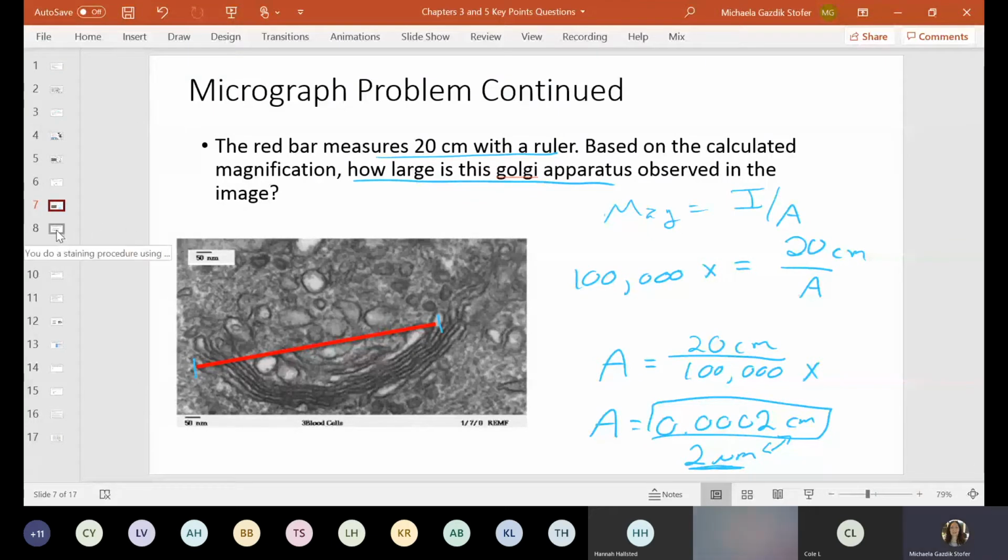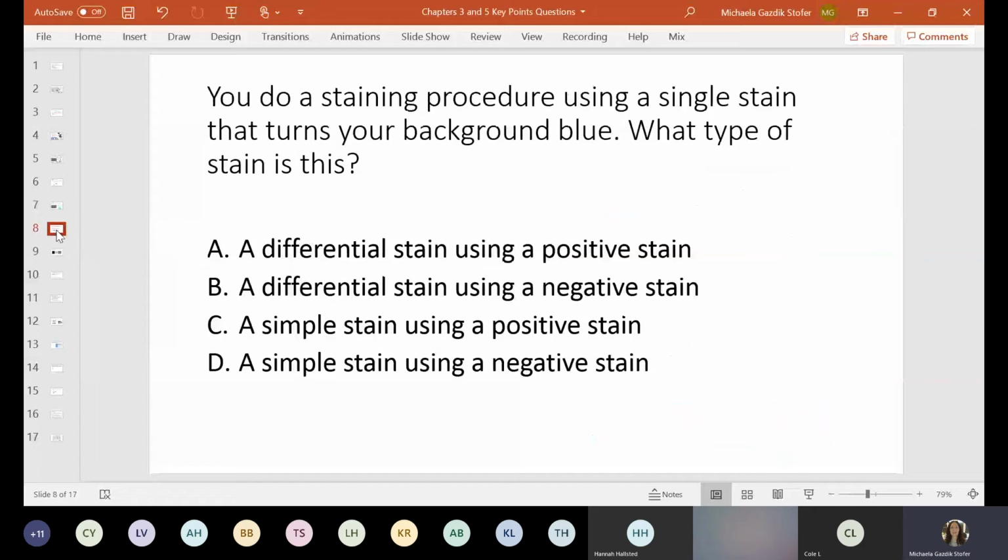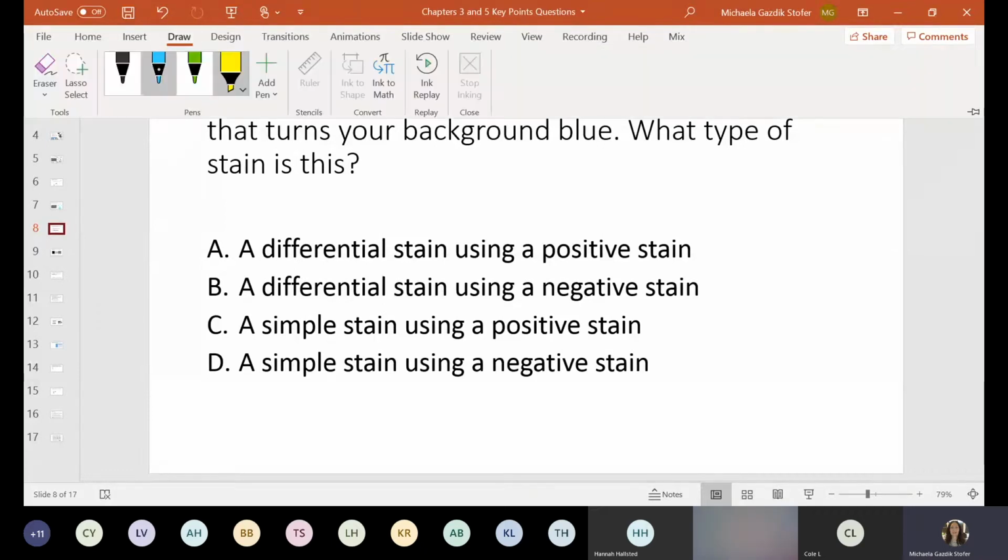Okay, any other questions? Okay, so I'm just going to briefly go through the rest of these. A lot of these are typically things that students understand pretty well. They're more just kind of knowing the difference between things.